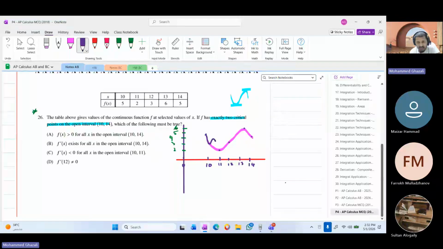The graph can go like this and then turn here and then go up. It can do this because it's continuous. So in between 10 and 11, you can have corners and many other things. Now, the simplest thing over here, I just drew a simple function.